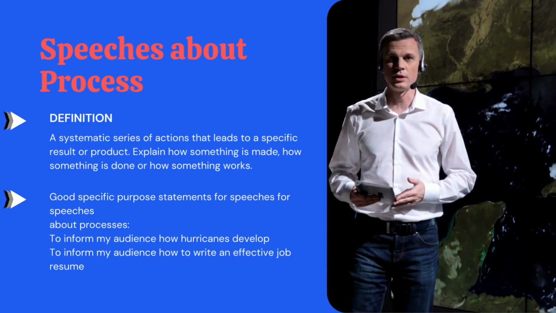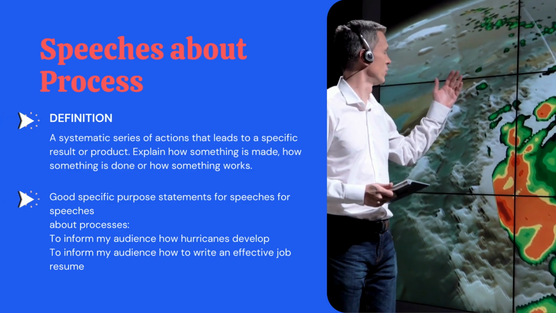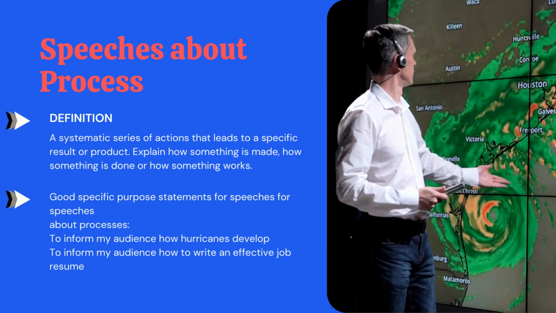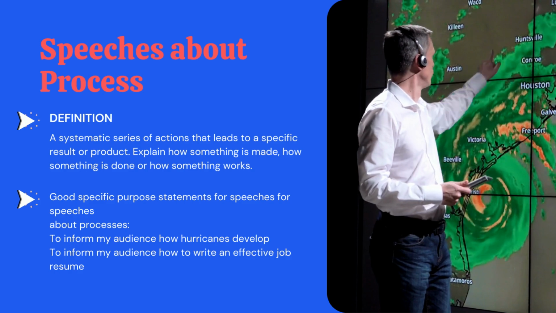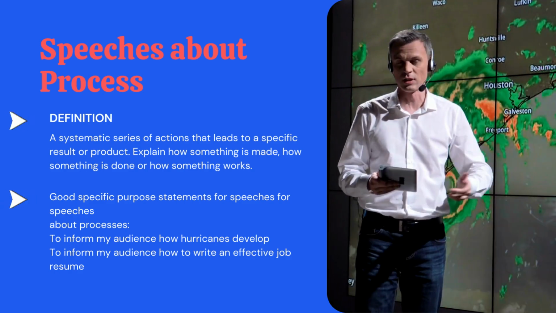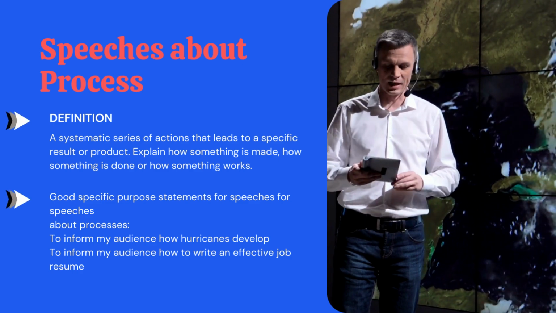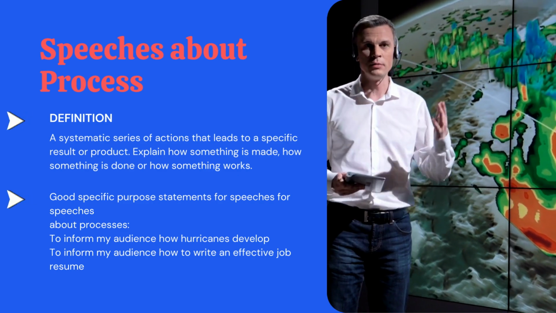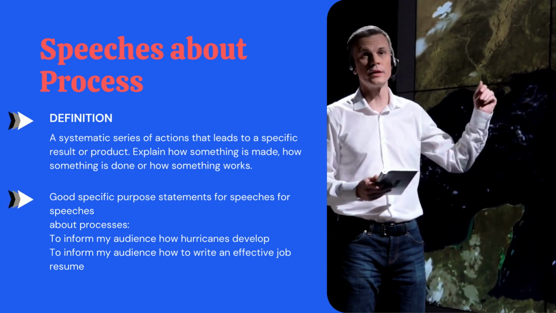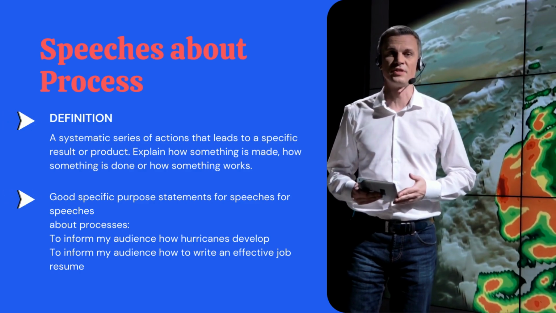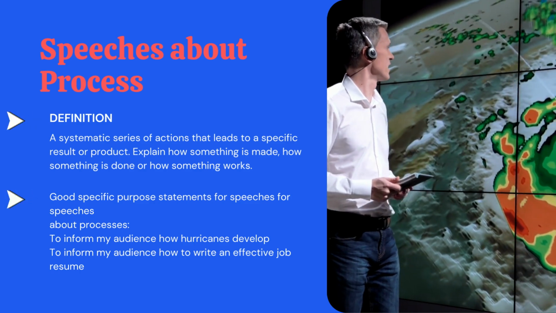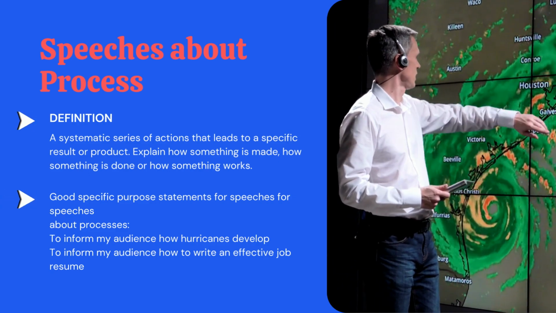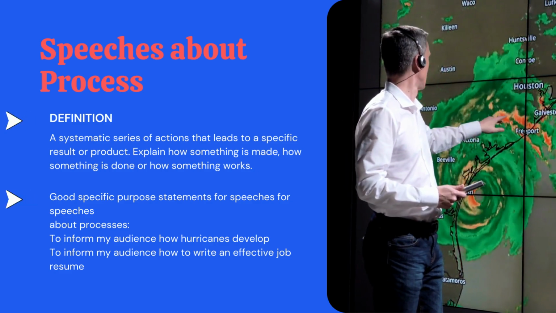Speeches about process. What are speeches about process? A systematic series of actions that leads to a specific result or product. They explain how something is made, how something is done, and how something works. Good specific purpose statements for speeches about process are: to inform my audience about how hurricanes develop, and to inform my audience how to write an effective job resume. This is a good example of how to prepare a specific purpose using speeches about process.